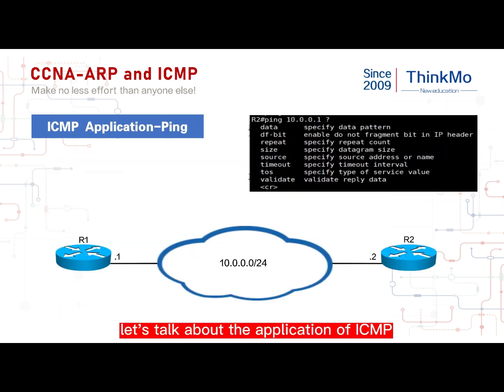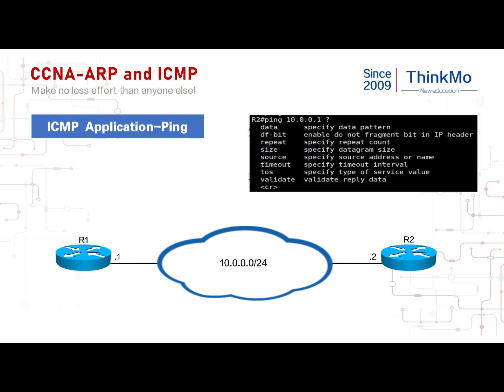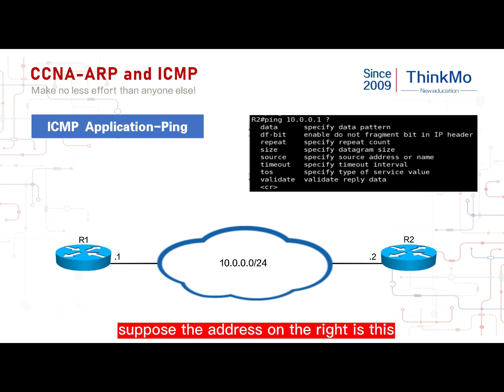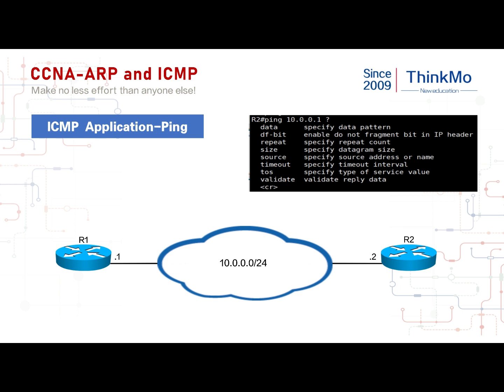Next, let's talk about the application of ICMP. ICMP has two major applications. The first one is ping. For ping, every time you send a ping, it sends an ICMP packet. Under normal conditions, when you ping the peer on the device, it sends 5 packets at a time. If I go to ping now, the default is 5 packets.